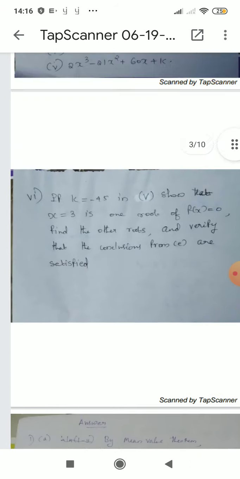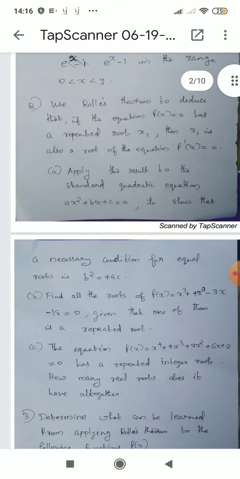Let me read the question first. The question is, find all the roots of f of x is equal to x cube plus 4x square minus 3x minus 18 equal to 0, given that one of them is a repeated root. Here our main aim is to solve the polynomial x cube plus 4x square minus 3x minus 18 is equal to 0, or we have to find out all the roots of the polynomial.